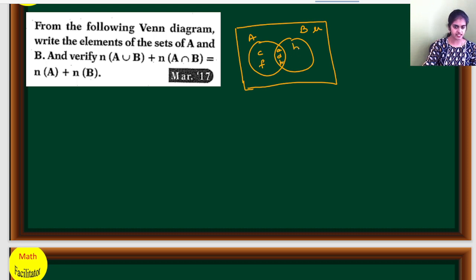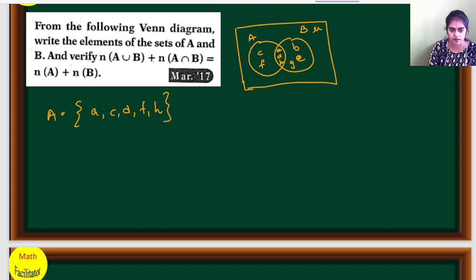This is A, D, H, this is B, E, G. Okay. So from the following Venn diagram, write the elements of A. So elements of A are what? It is nothing but A, C, D, F and H. All of these are elements of A, including the common region. Now elements of B are A, B, E, D, F, G. All of this B, E, G including the common elements A, D, H.